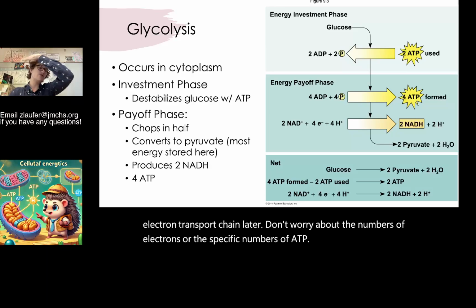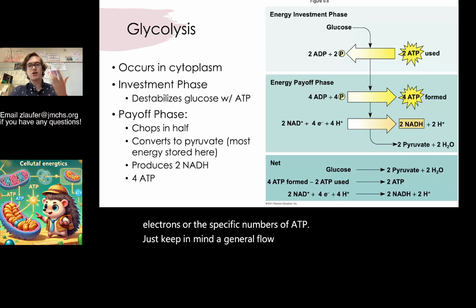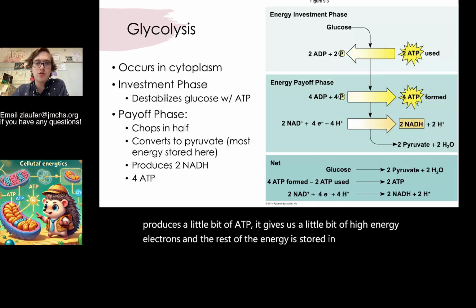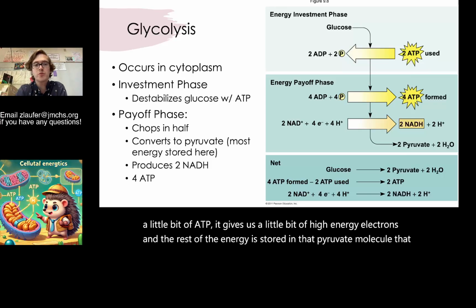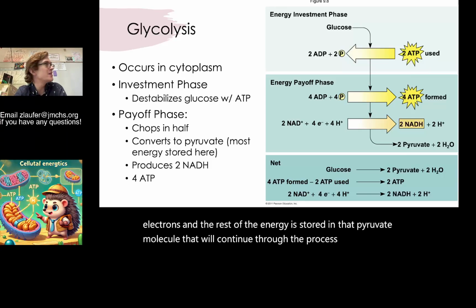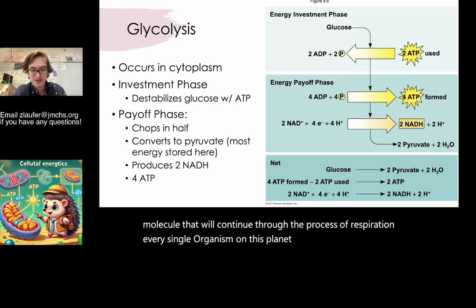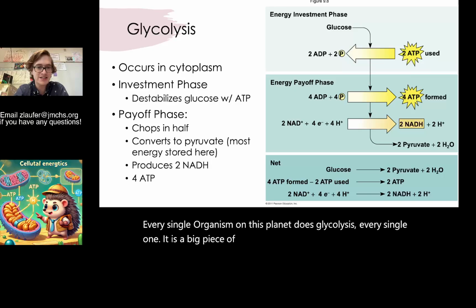Just keep in mind a general flow. In general, glycolysis produces a little bit of ATP. It gives us a little bit of high energy electrons, and the rest of the energy is stored in that pyruvate molecule that will continue through the process of respiration. Every single organism on this planet does glycolysis. Every single one. It is a big piece of evidence for the common ancestry of all life.